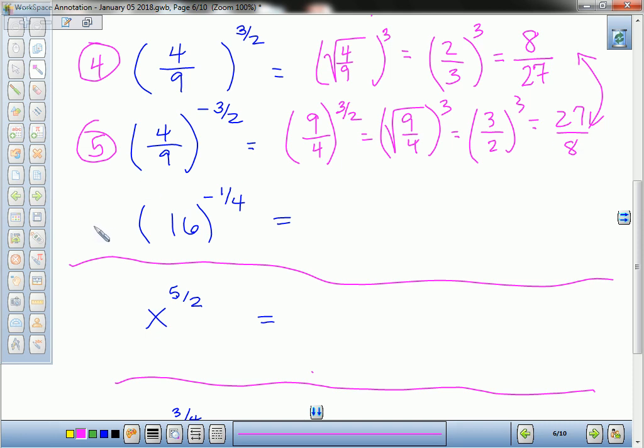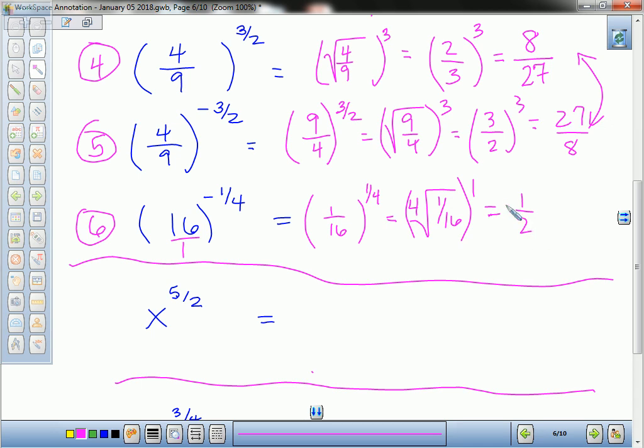Now, this one, number 6, is not written as a fraction, but it's raised to a negative exponent. So what we do is we think about it being over 1. So when we go to flip the entire fraction, it becomes 1/16 to the 1/4 power. So the numerator is our power, the denominator is our root. So that is the 4th root of 1/16 to the 1st power. What number times itself 4 times is 1? 1 is the only thing. What number times itself 4 times is 16? That is 2. And 1/2 to the 1st power is still just 1/2.